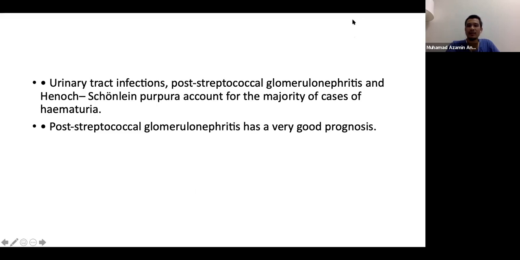Basically, I just want to mention here that UTI, post-streptococcal nephritis and HSP are the most common causes of hematuria in children, and post-strep AGN has a good prognosis in children anyway. Okay, any questions so far for this case?